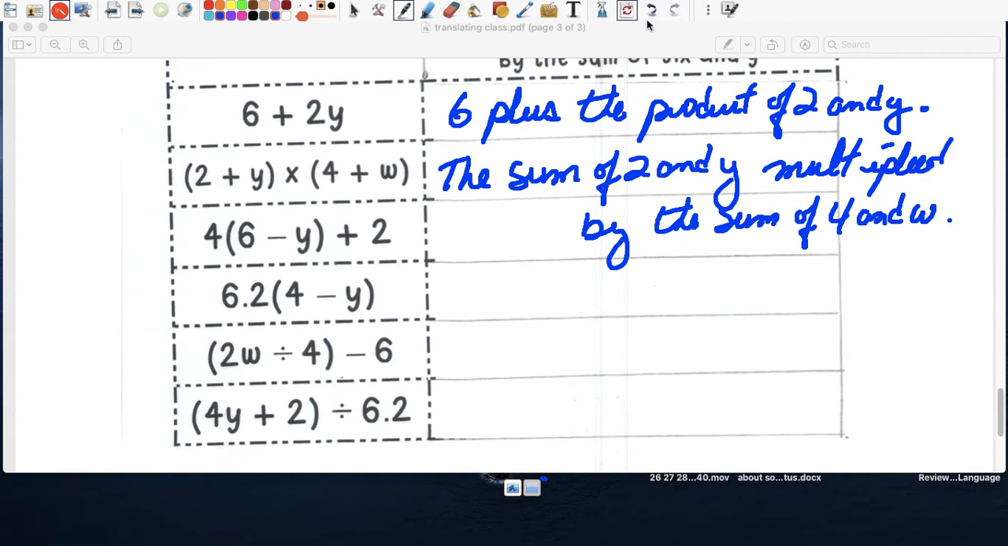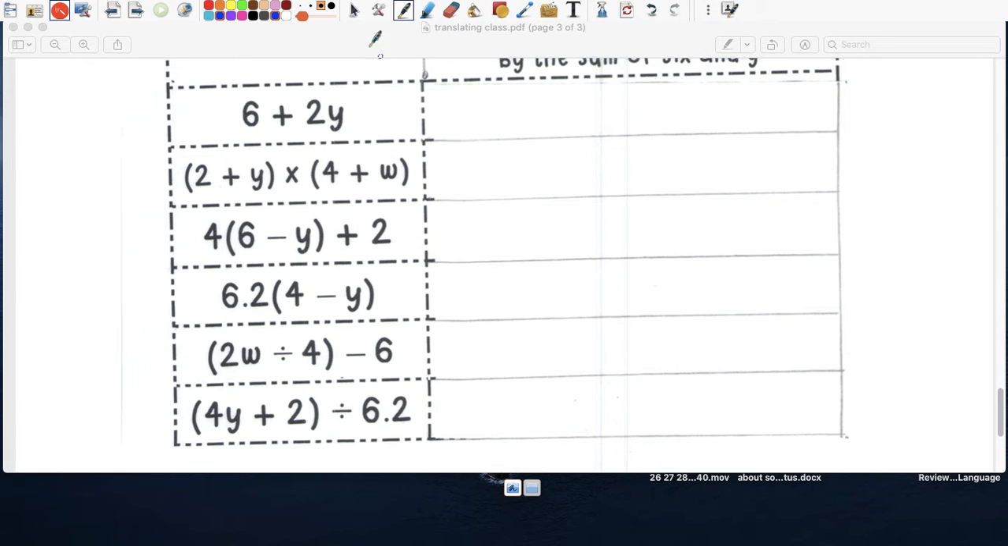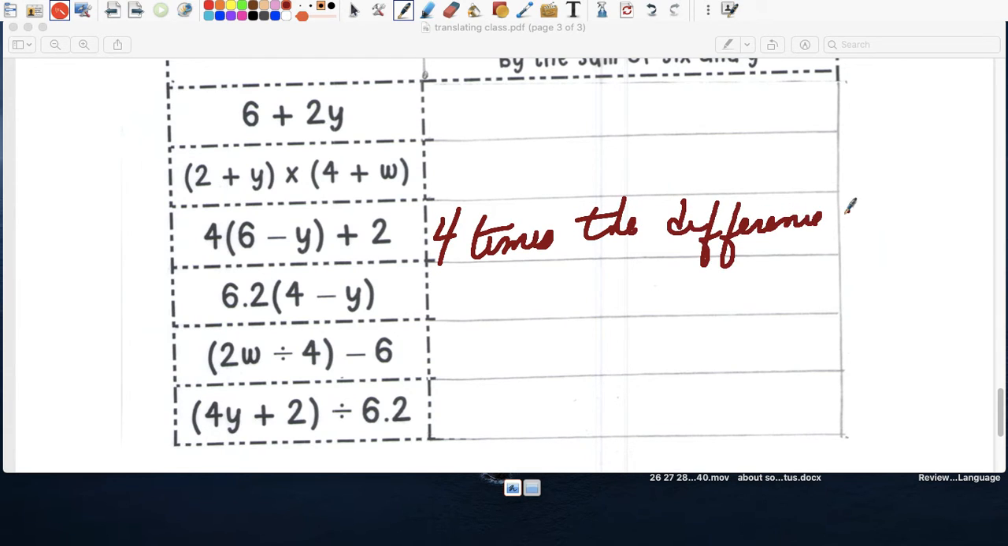Okay. 4 times the difference of 6 and y, plus 2.